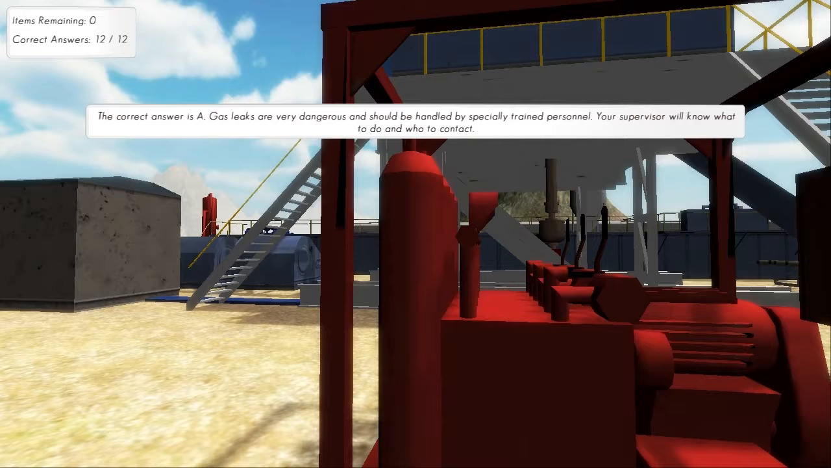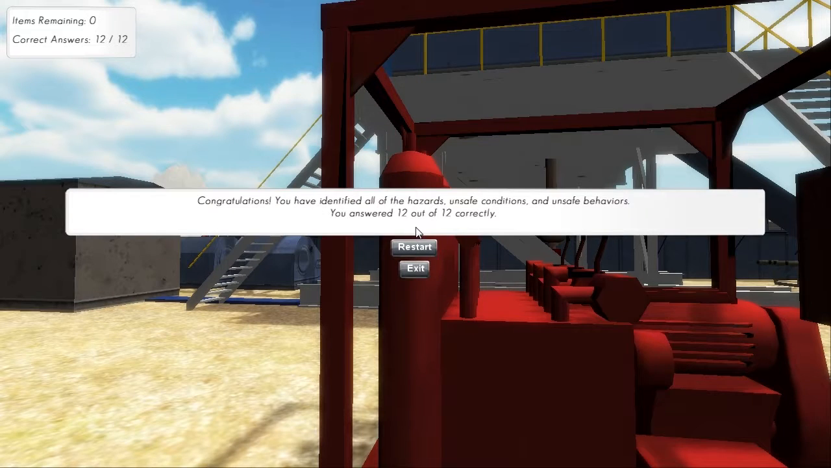The correct answer is A. Gas leaks are very dangerous and should be handled by specially trained personnel. Your supervisor will know what to do and who to contact. Congratulations! You have identified all of the hazards, unsafe conditions, and unsafe behaviors.